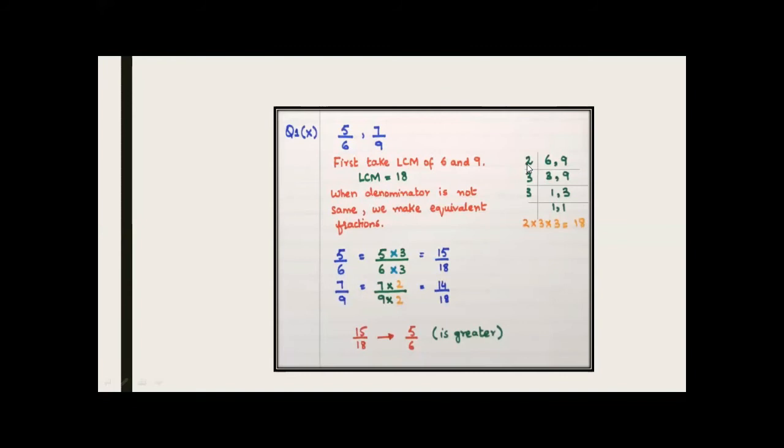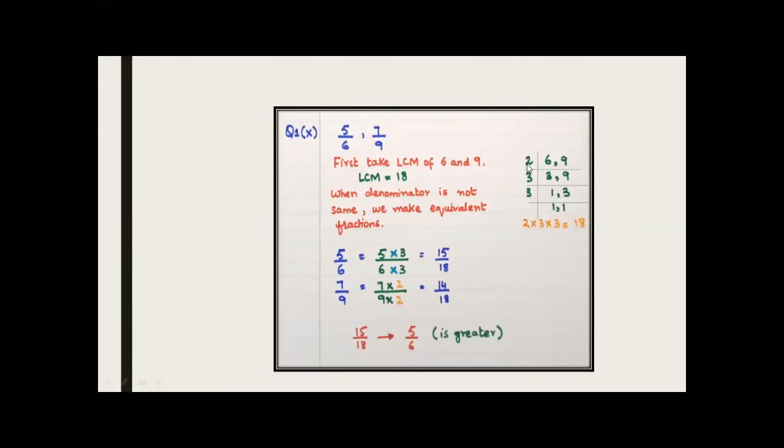Same, repeat this process. We will multiply 2 as a numerator. 7 multiplied by 2 equals 14 and 9 multiplied by 2 equals 18. So now you can see that the denominators of both fractions are the same: 15 over 18 and 14 over 18. So the denominators of both fractions are the same.